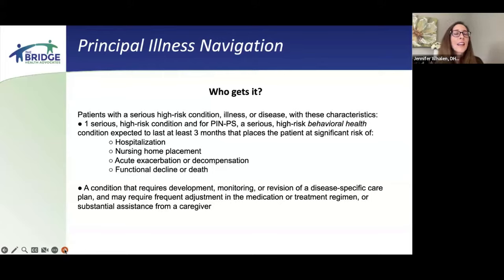And I will talk a little bit about chronic care management, principal care management, and how they can step in as well. But there are differences between all of these. So we will get to that later on.